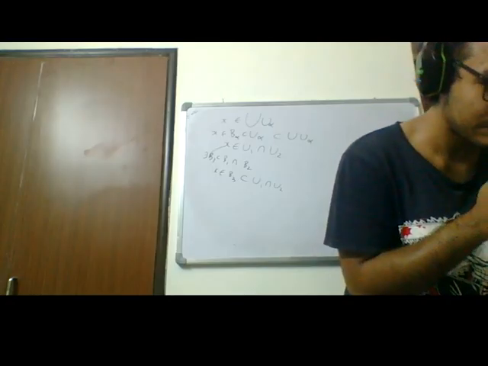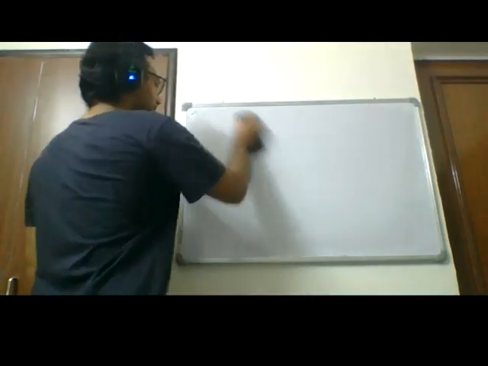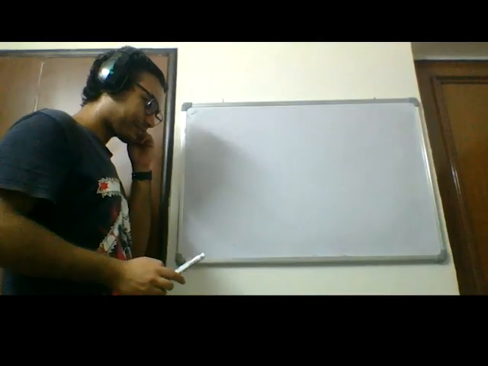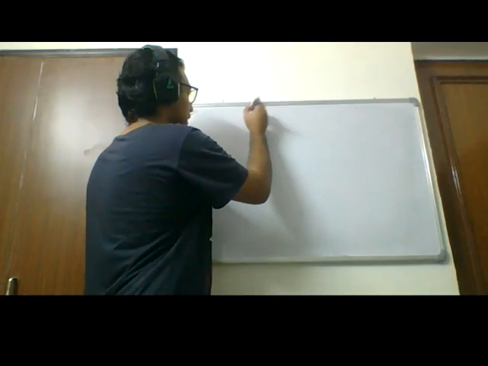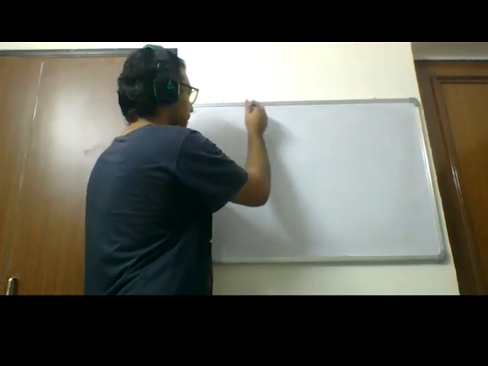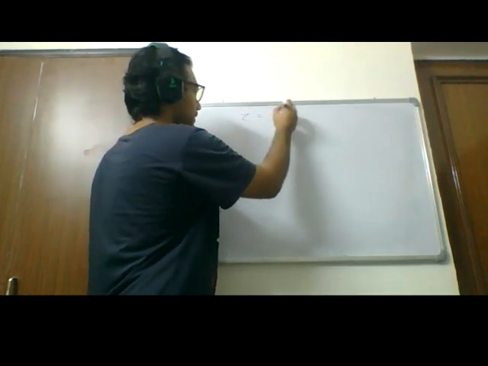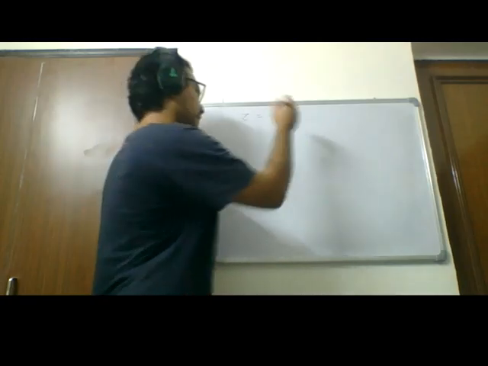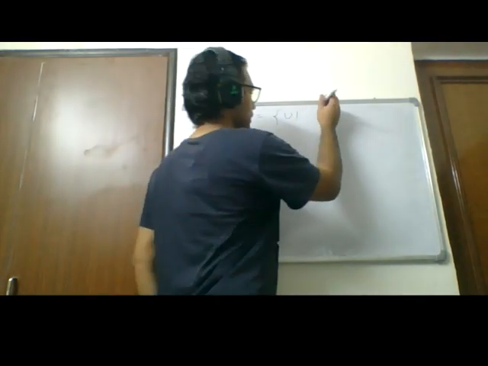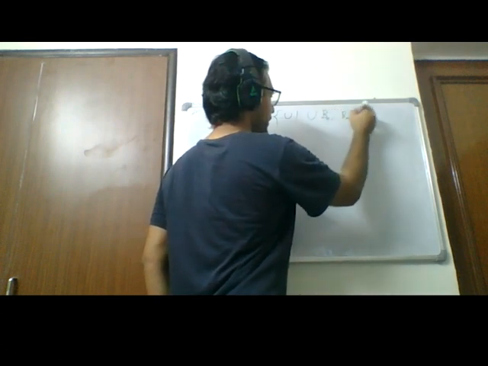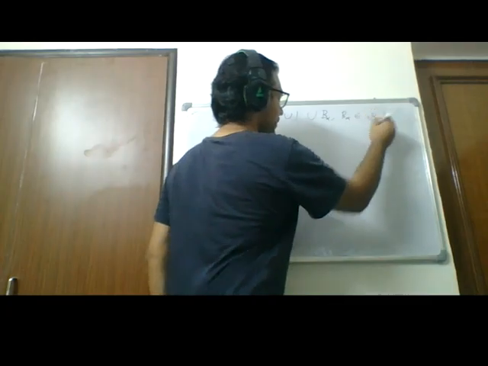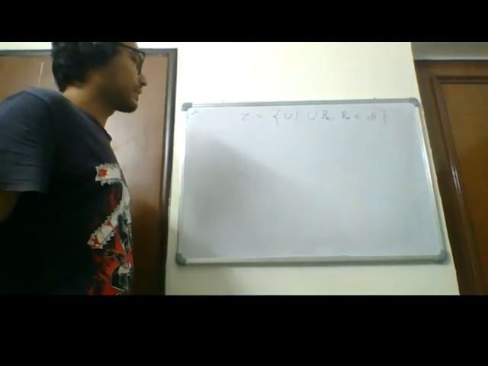Now let's prove that there's another equivalent definition for the topology generated by a basis. The topology generated by the basis is equal to the union of B alpha, where B alpha belongs to the basis, essentially. That's about it.